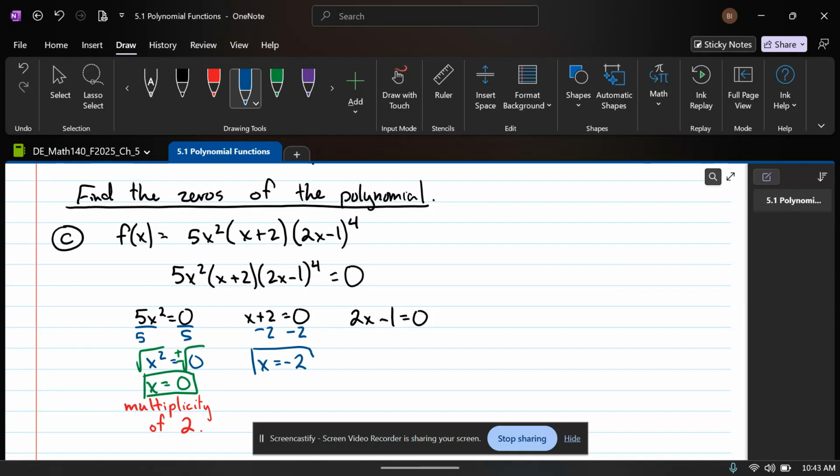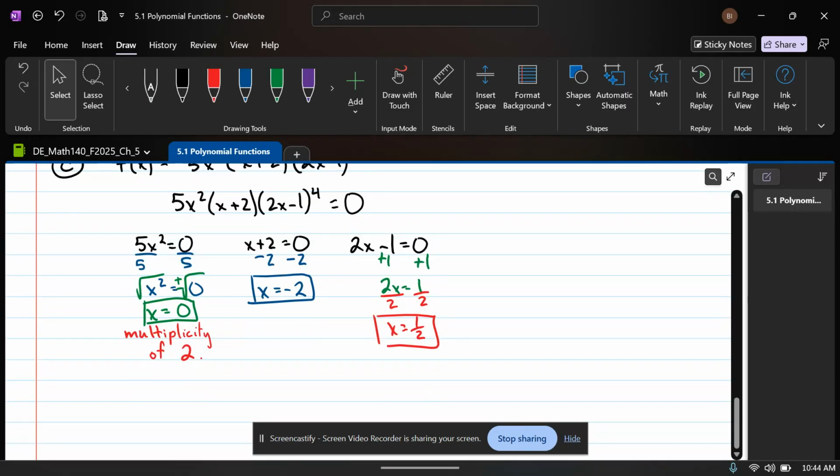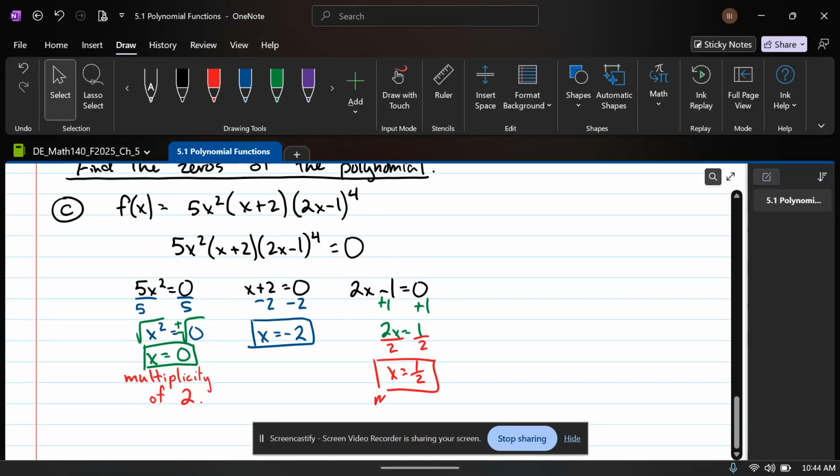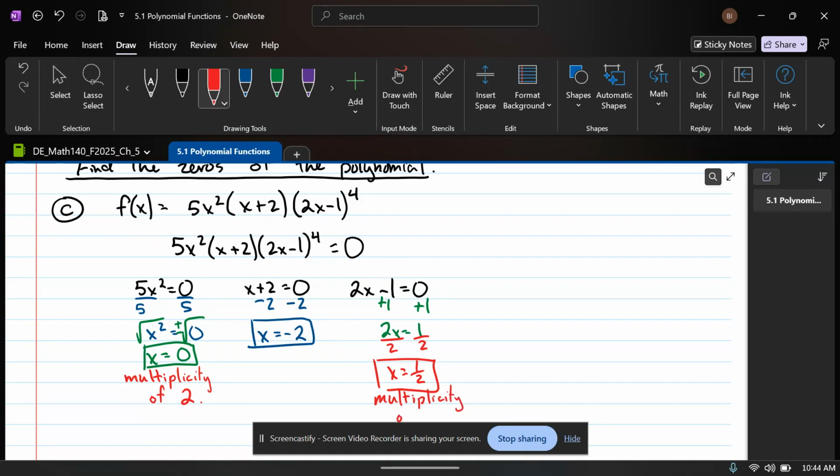x is equal to negative 2. Did that factor have an exponent on it? No. So it has a multiplicity of 1. It only counts once. Okay. Last factor, 2x minus 1, I'm going to solve it. 2x is equal to 1. You can probably do this in your head. x is a half. What is the multiplicity for that? 4, because that factor had a fourth power on it.